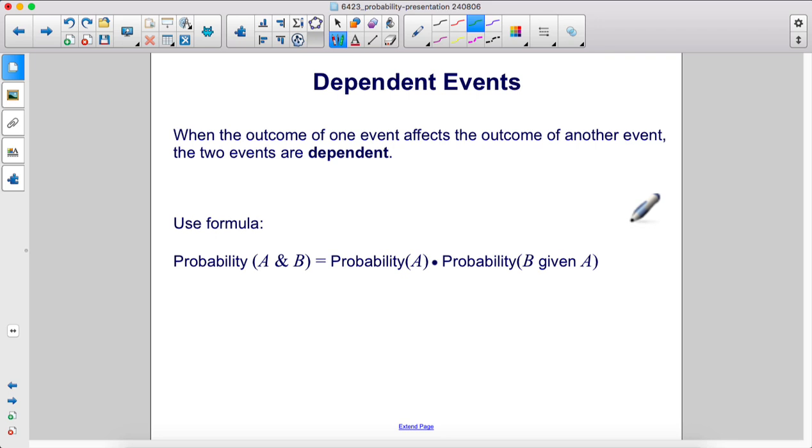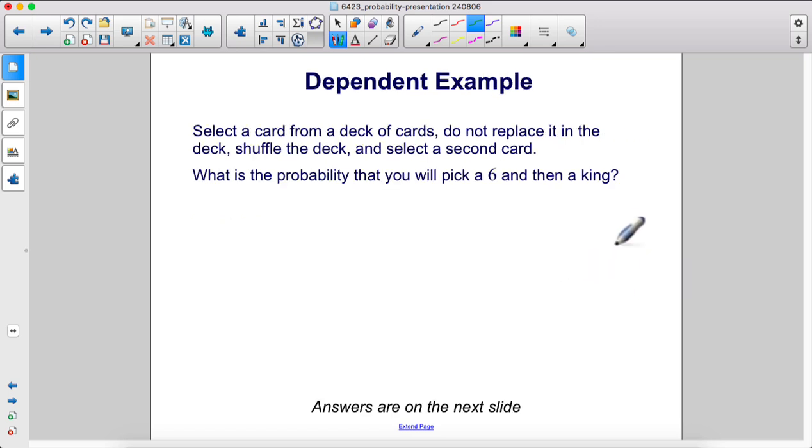When the outcome of one event affects the outcome of another event, the two events are dependent. And you're going to use the formula, the probability of A times the probability of B given A. Let's see this in action. Select a card from a deck of cards. Do not replace it in the deck. Then shuffle the deck and select a second card. What is the probability that you will pick a 6 and then a king?